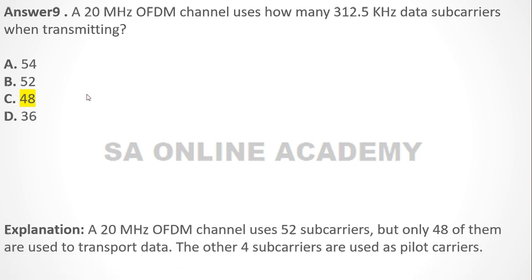A 20 MHz OFDM channel uses 52 subcarriers, but only 48 of them are used to transport the data. The other 4 subcarriers are used as pilot carriers. Out of the 64, 12 are null carriers, which are used to avoid overlapping or interference, that is, adjacent channel interference. The remaining 52 include 4 pilot carriers, and only 48 of them carry the data.